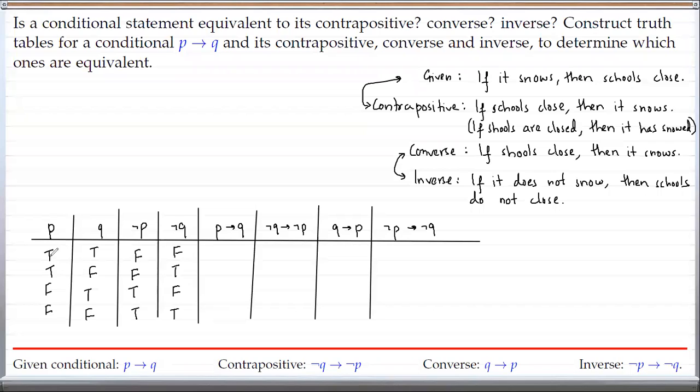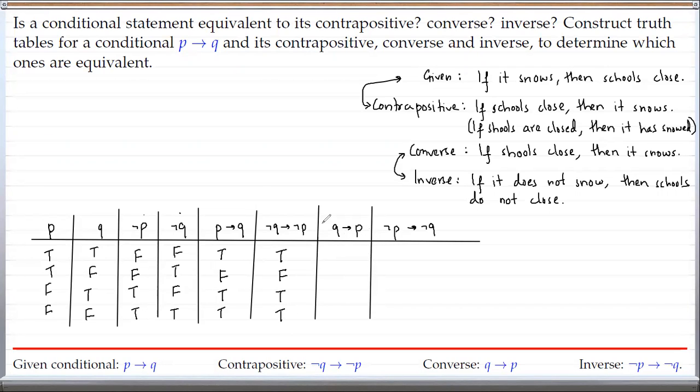P implies Q. True implies true is true. True implies false is false. False implies true is true. And false implies false is also true, vacuously true. Next, we have not Q implies not P. Not Q is this one, not P is that one. So false implies false is true. True implies false would be false. False implies true is true. And last one, true implies true is also true.